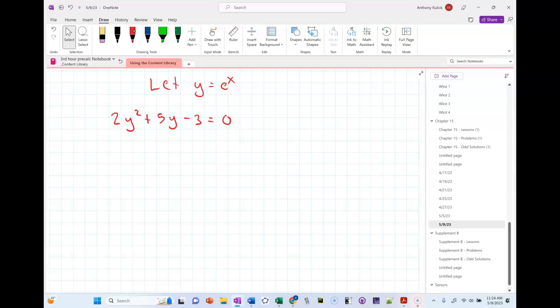I'd rather do the quadratic formula in this case. Yeah, that's what I would have chosen too. Since the leading coefficient isn't 1, factoring is kind of a hassle.